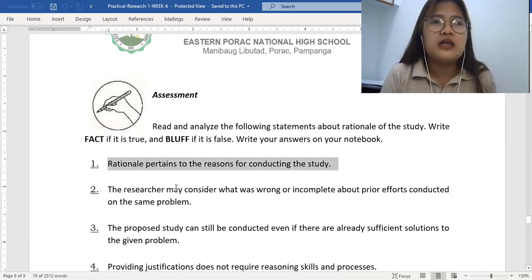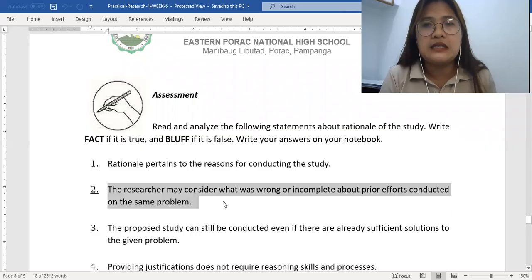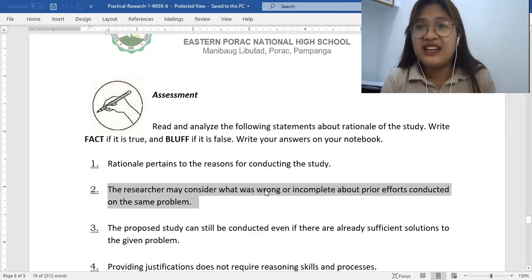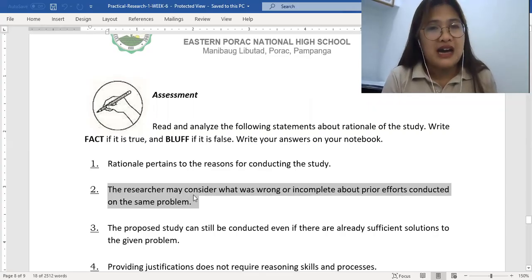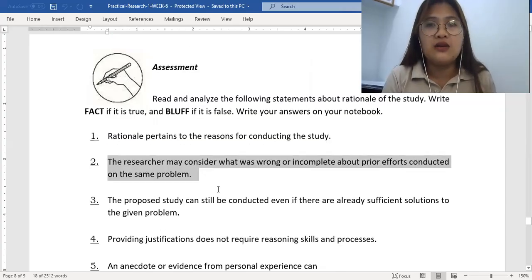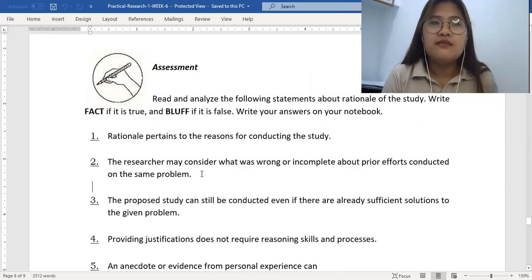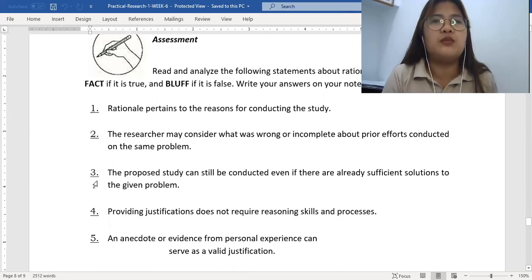The researcher may consider what was wrong or incomplete about prior efforts conducted on the same problem. What do you think? Pinag-usapan na natin to. You're looking for the gap. What's missing pa about what were written already. So, it's a fact as well. So, may 2 points na kayo. Sure. O sige, para masaya, 3 points na.